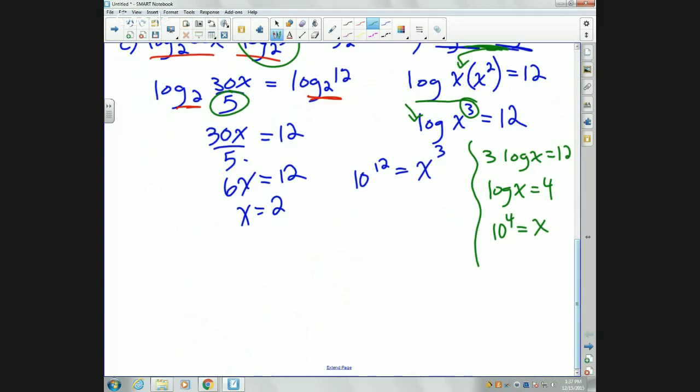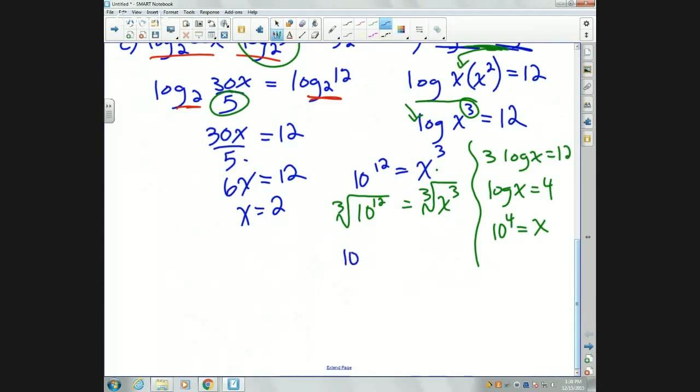For the exponent form here, can't you just plug in the 12 and then take the cube root? Yeah, sure. In fact, that's what we're going to do. We're going to take the cube root of both sides. How do we do that? Well, we need to take the cube root here, but we also need to take the cube root here. So the cube root of x cubed, and then the cube root of 10 to the 12.